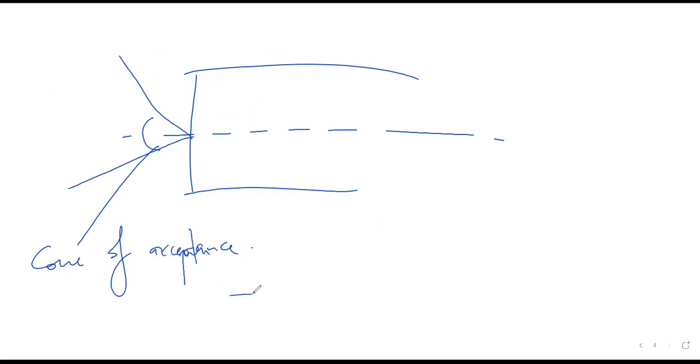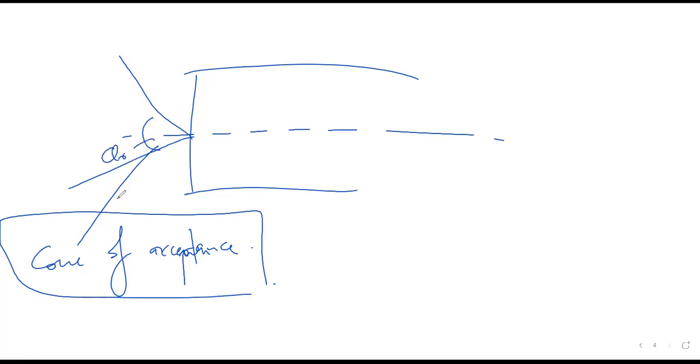Let's call that the cone of acceptance. I'm not sure it's called the cone of acceptance though. It's sort of a cone. What does it represent? It has the accepting angle, theta 0, to theta 0 for the cone of acceptance. This is the angle at which you are supposed to launch your light.